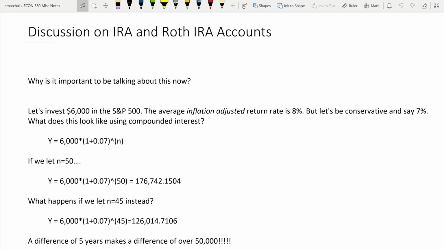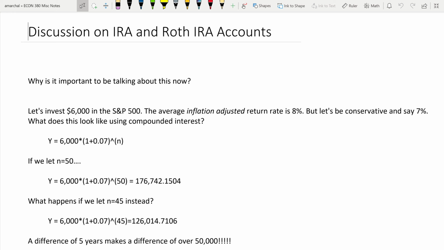What does that look like using compound interest? Well, the future value of $6,000 put into the market is 6,000 times 1 plus 0.07 to the n power. And let's just say we're going to set n to 50, so 50 years. If we let n equal 50, then we get 6,000 times 1.07 raised to the 50th power, which equals $176,742.15. So let's say that we're going to use n equals 45 instead.